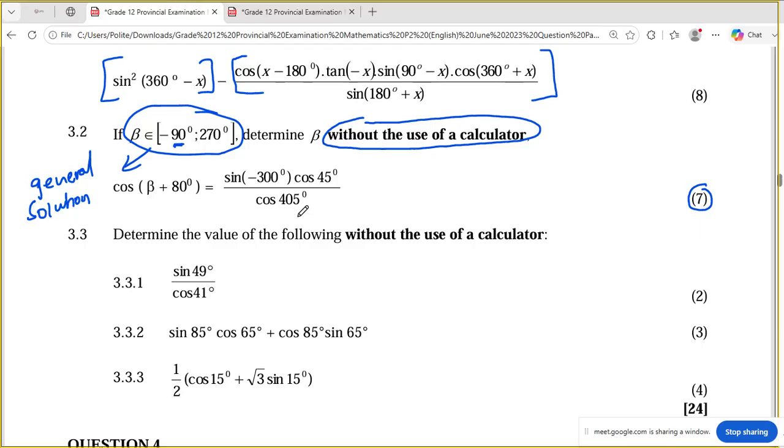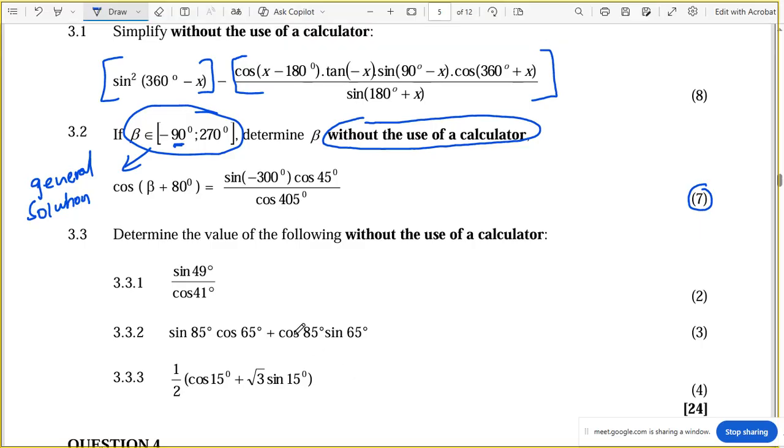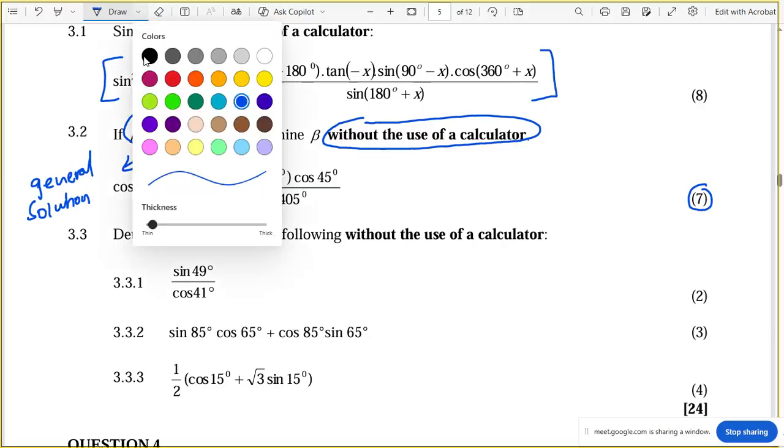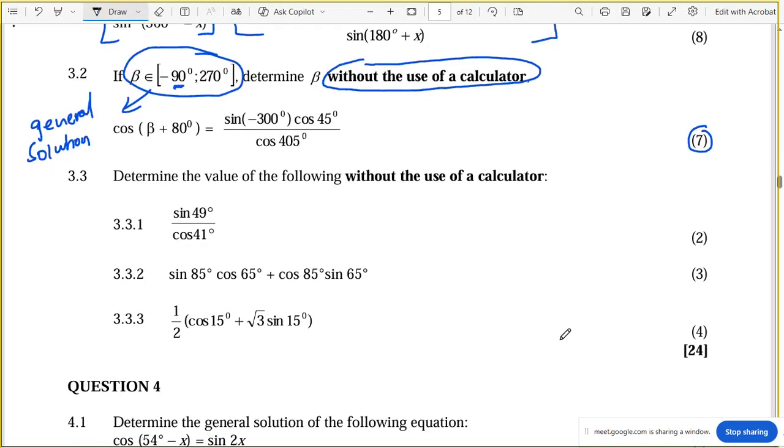Look at what we have now. Determine the value of the following without the use of a calculator. Guys, this looks easy, né? Question 3.3.1. So when I look at this, I can use the following.